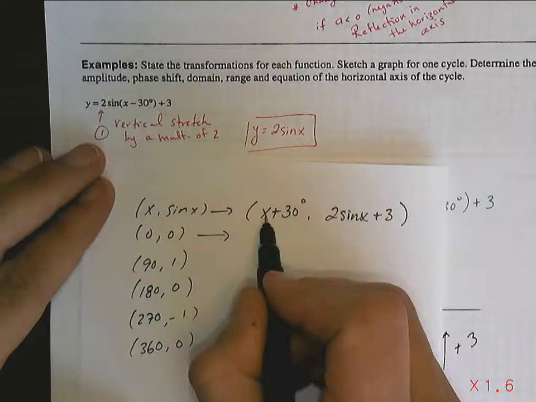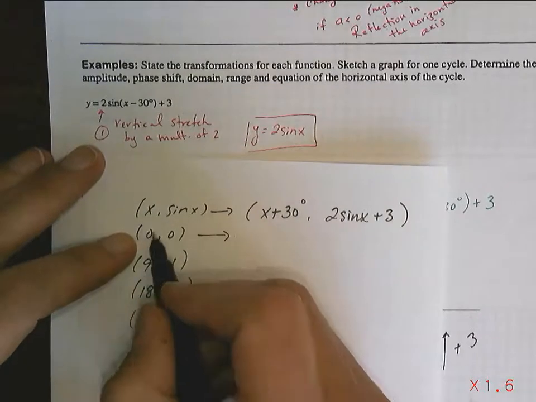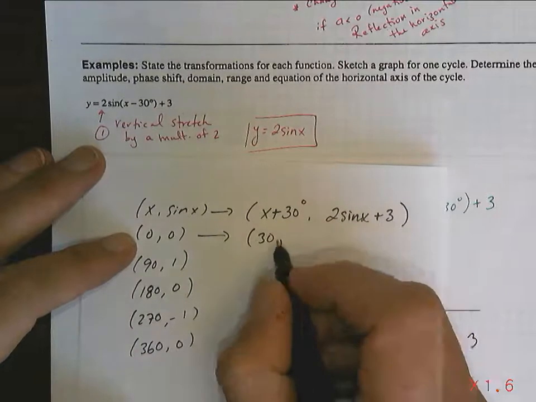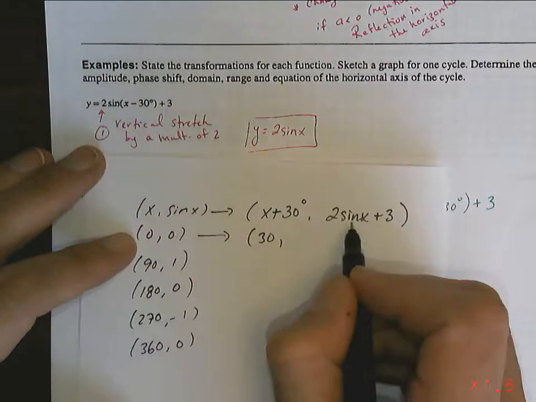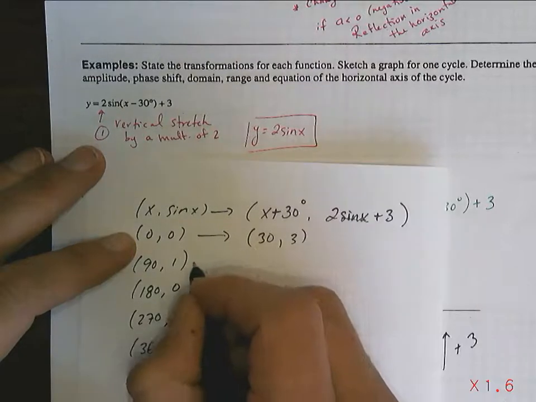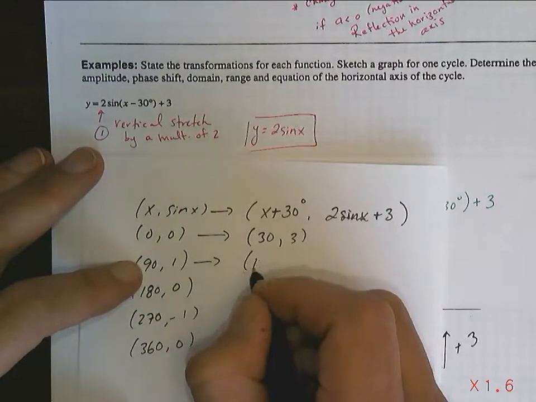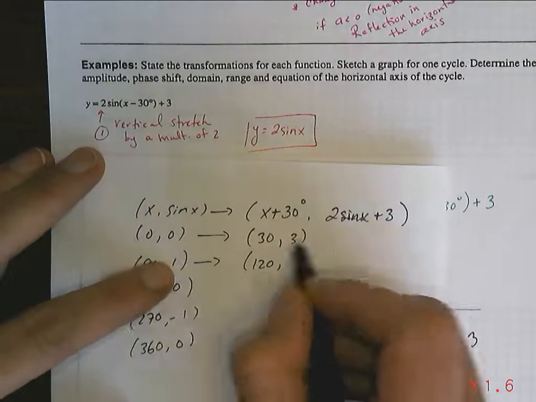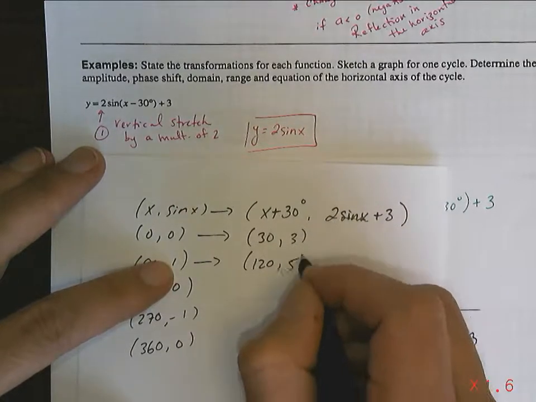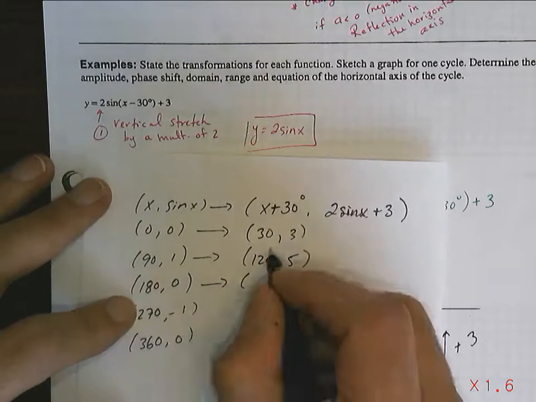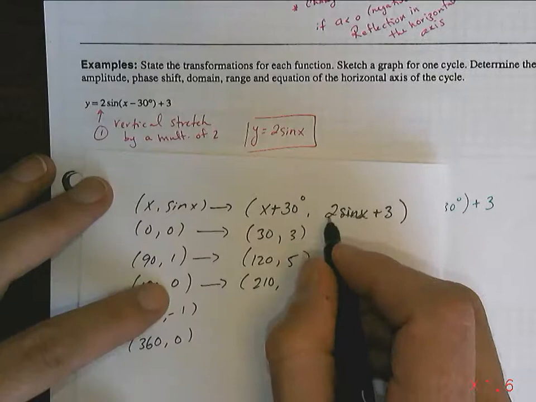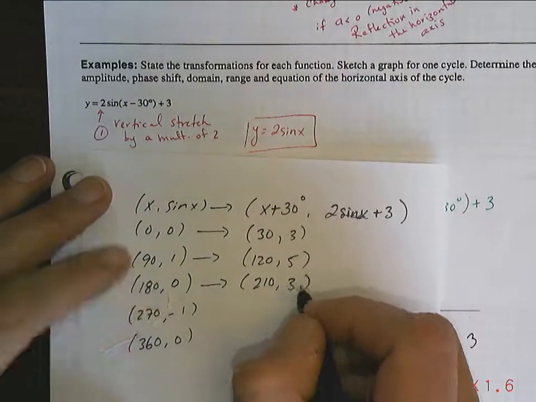They will come over, so x plus 30. x is 0, so it's going to be 30, because 0 plus 30 is 30. Sine x is 0, so 0 times 2 is 0, plus 3 is 3. 90 plus 30, 120. 1 is sine x. 1 times 2 is 2, plus 3 is 5. 180 plus 30 is 210. 0 for sine x, 2 times 0 is 0, plus 3, 3.